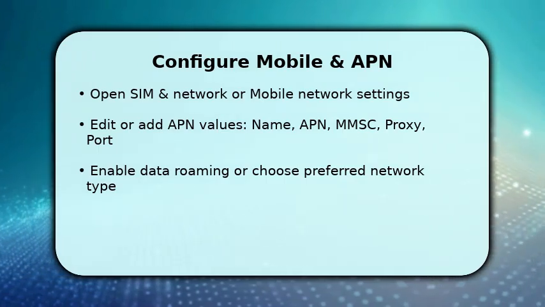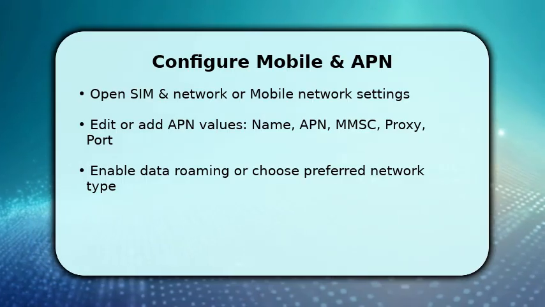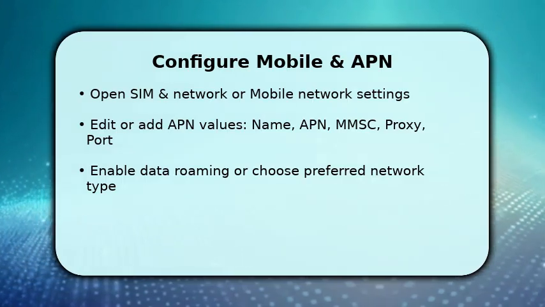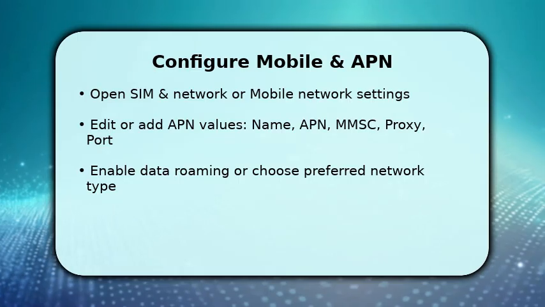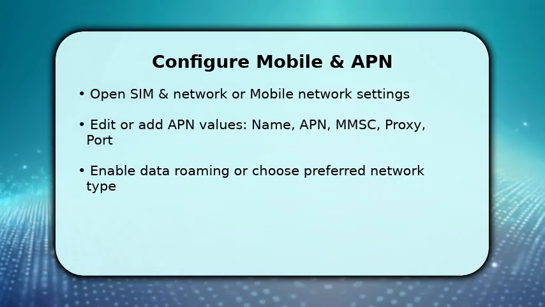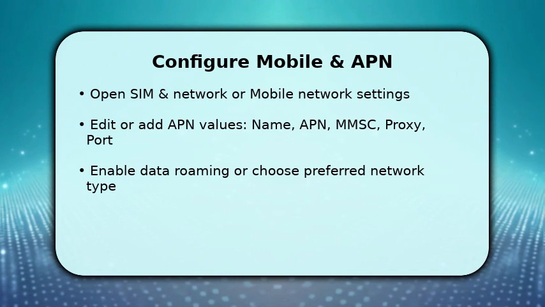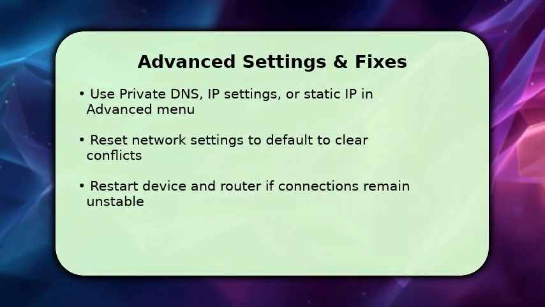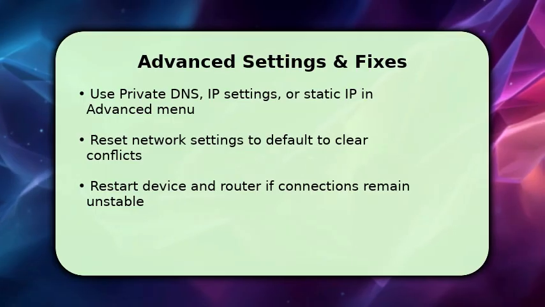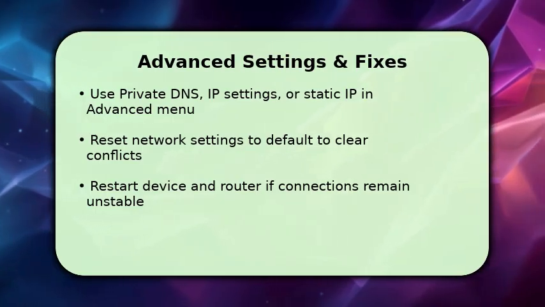Once done, select the new APN and set preferred network to 4G/3G/2G as needed. Make sure to toggle mobile data. Finally, open advanced settings for private DNS, IP type, and proxy options to fine-tune connectivity. Switch between DHCP and static IP when required and input addresses correctly.